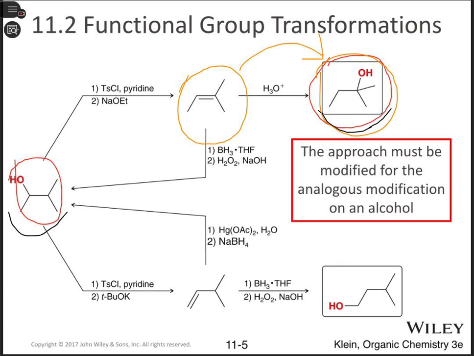Now, this is Markovnikov. What would you use for Markovnikov alcohol formation? We could use acid catalyzed hydration, right? Why does acid catalyzed work in this instance?